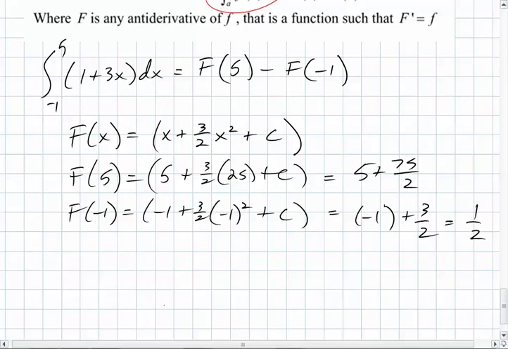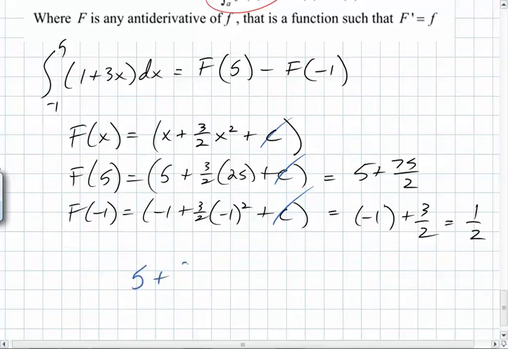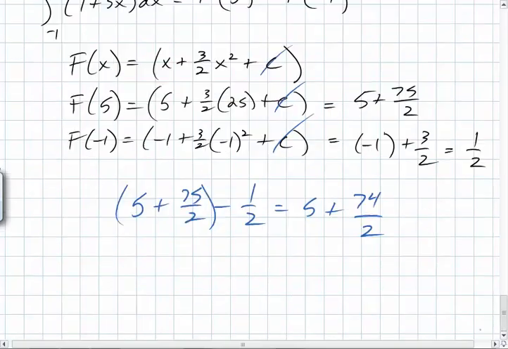So guess what you never are going to write from this day forward when you're integrating, unless it asks you for the general antiderivative. So what do we end up with? 5 plus 75 over 2 minus 1/2. So what's that equal? 5 plus 74 over 2. Is that correct? So that's 5 plus 37, which is equal to what?